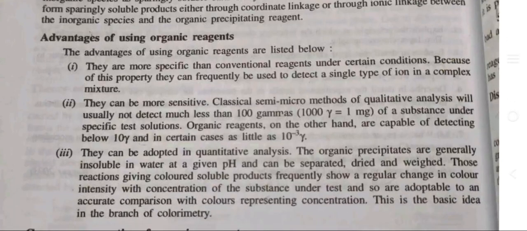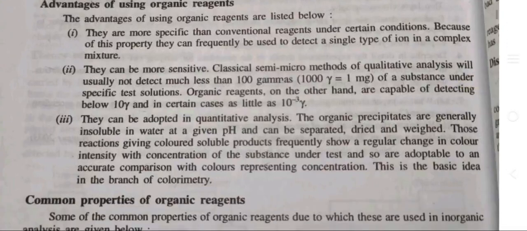They are more specific than conventional reagents under certain conditions. Because of this property, they can frequently be used to detect a single type of ion in a complex mixture. They can be more sensitive. Classical semi-micro methods of qualitative analysis will usually not detect much less than 1000 gammas of a substance under test solutions. Organic reagents, on the other hand, are capable of detecting below 10 gamma and in certain cases as little as 10 to the power minus 3 gamma.